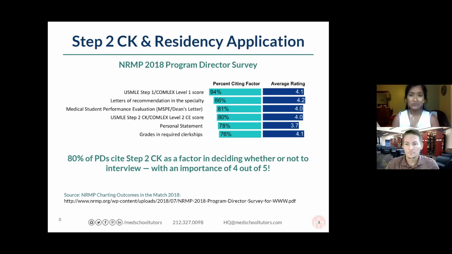Having said that, don't freak out. The big things that are important in creating a study plan, creating the things to focus on, we're going to talk about today. But it is very important to do well on this exam.